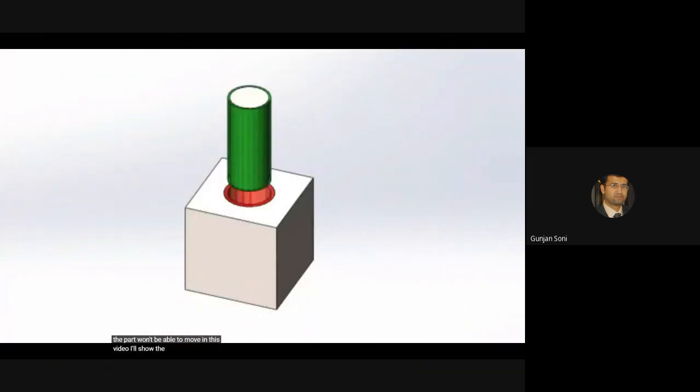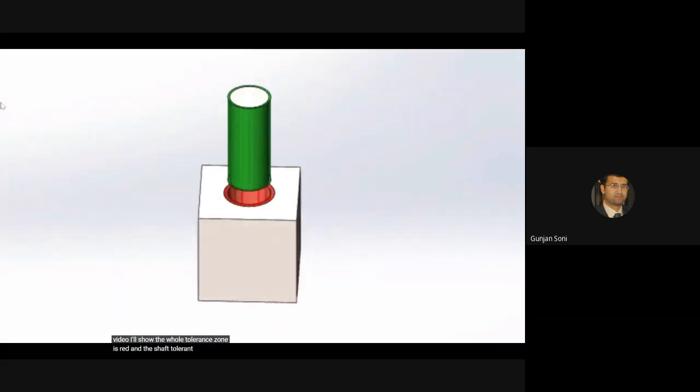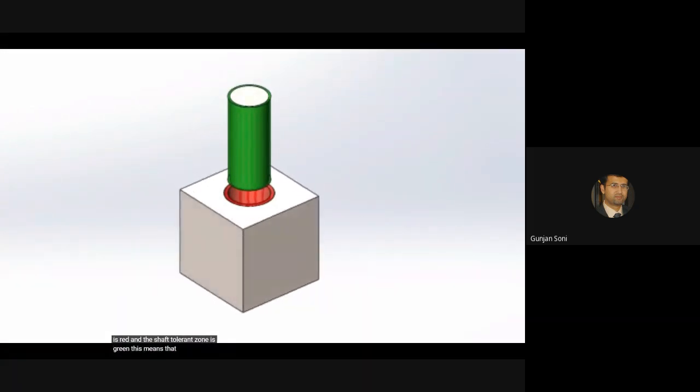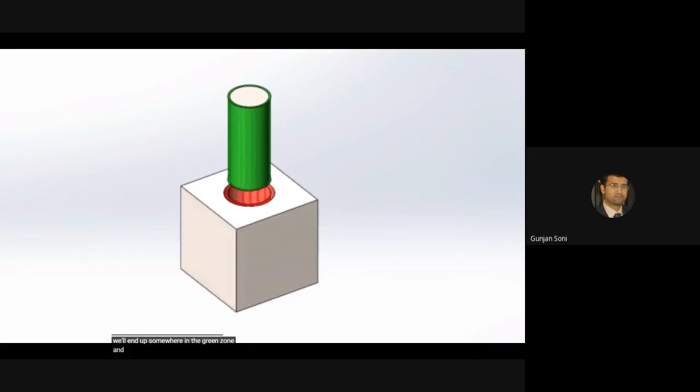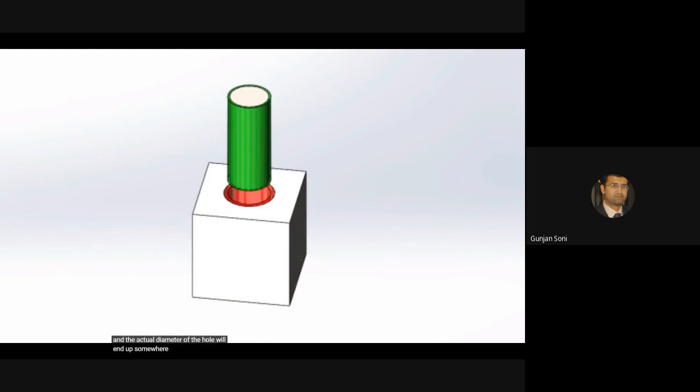In this video, I'll show the hole tolerance zone in red and the shaft tolerance zone in green. This means that without measuring, the actual outer diameter of the shaft will end up somewhere in the green zone, and the actual diameter of the hole will end up somewhere in the red zone.